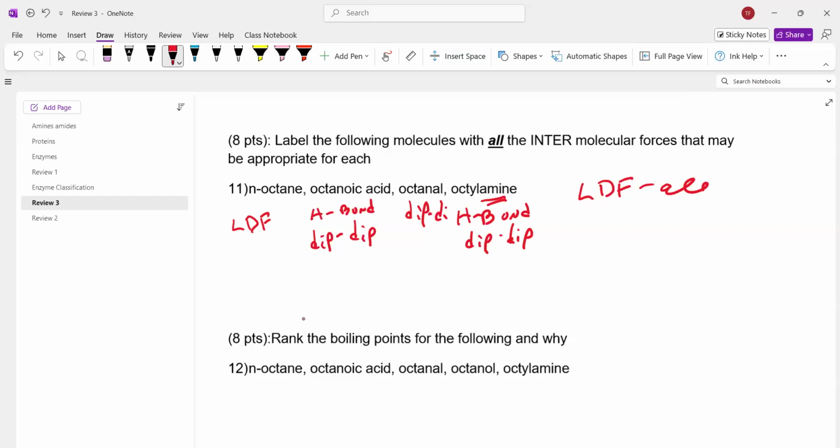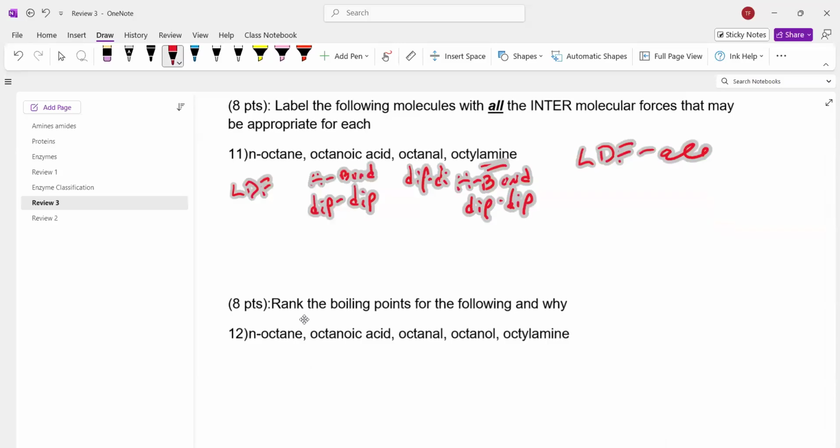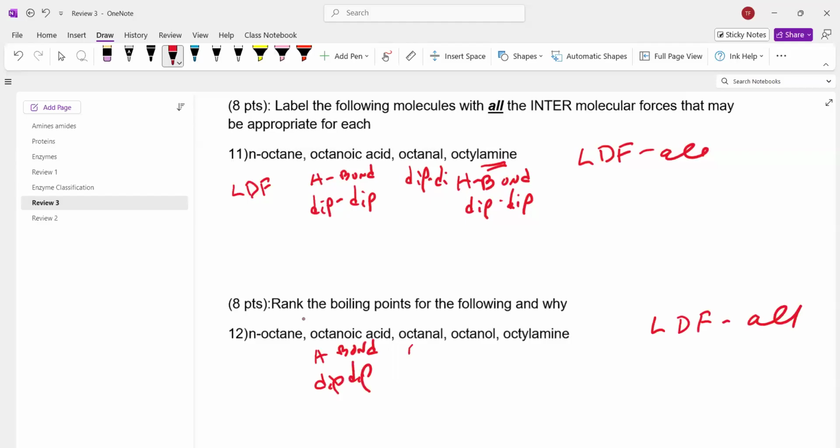Okay, rank the boiling points for the following. The stronger the IMF, the higher the boiling point. Now let's list the intermolecular forces for these guys again. So LDF for all. So this is going to have H bonding and dipole, dipole. This is going to have dipole, dipole, H bonding, and dipole, dipole.